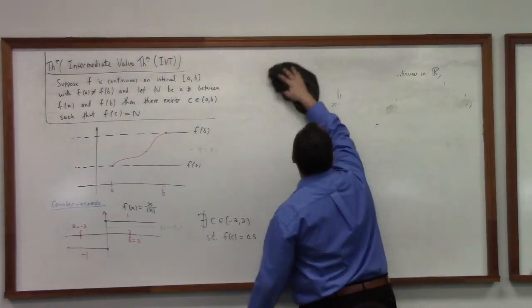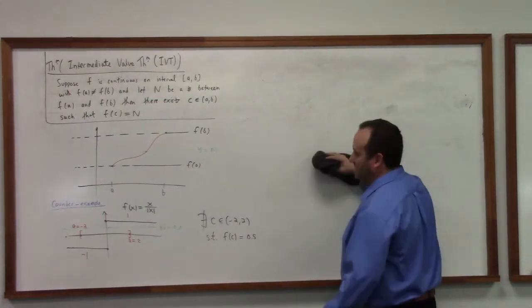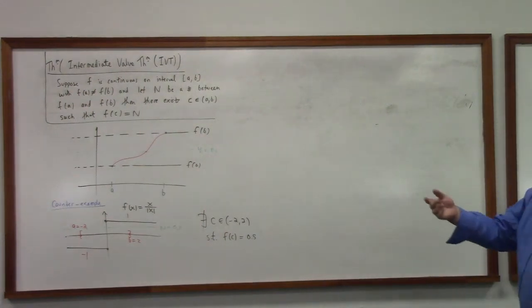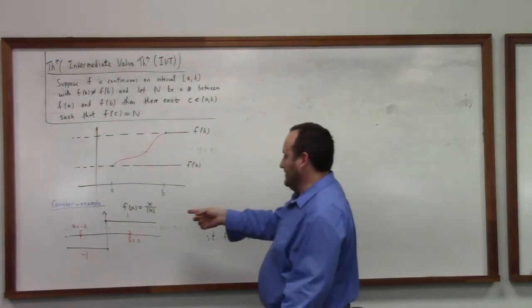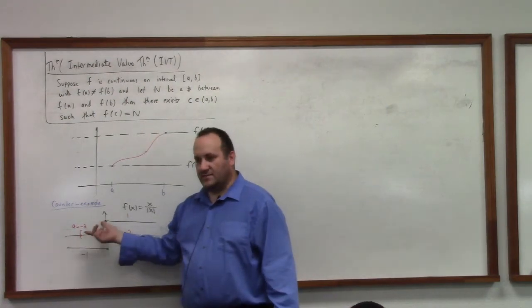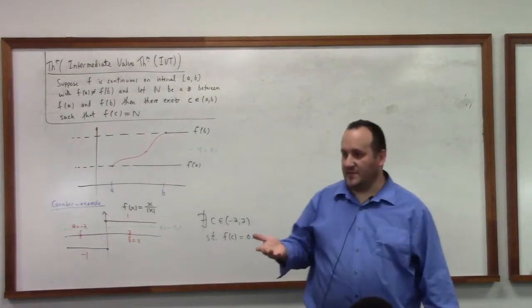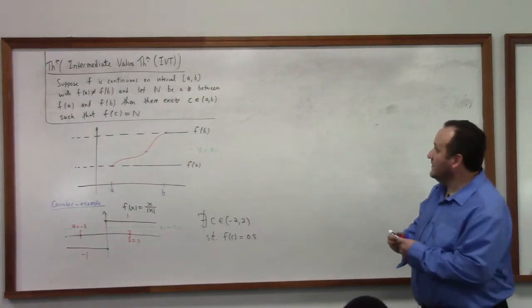Actually, 0 is the most interesting intermediate value, right? You notice that this function changes from positive to negative without actually crossing 0. That's only possible here because this function is discontinuous.